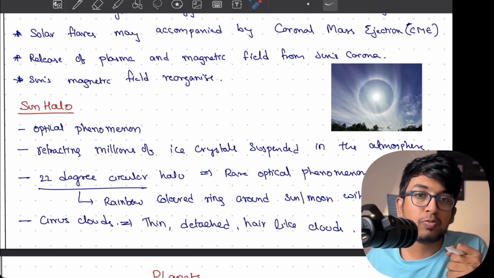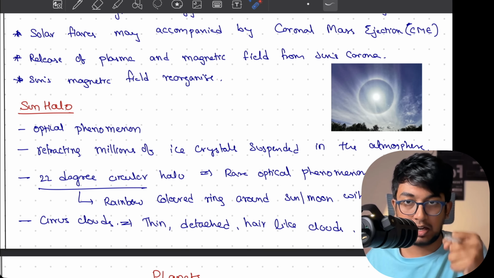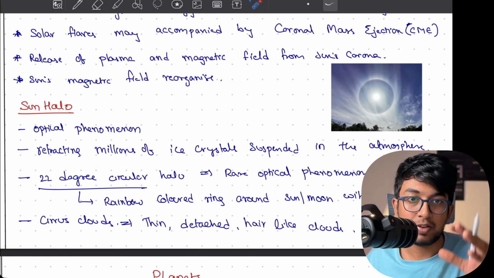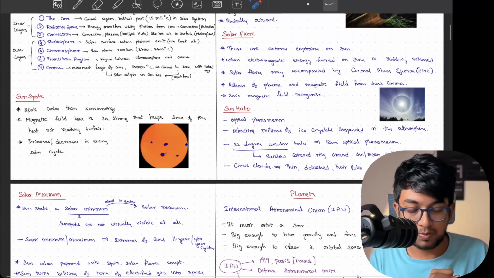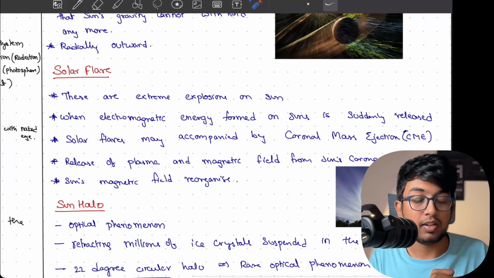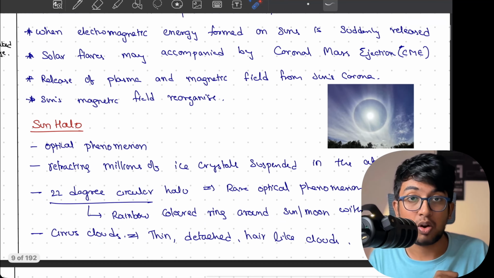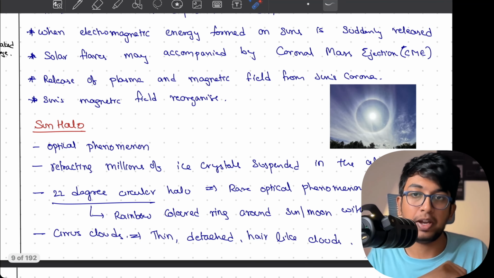If there is a huge magnetic field, there is a high chance that the solar flare will be less from that region. So the sun's magnetic field and the sunspots, which we have seen here, affect heavily where the solar flare or the coronal mass ejection happens.